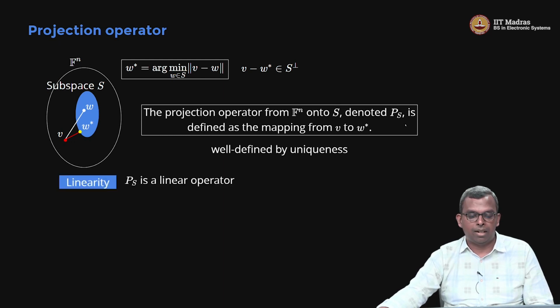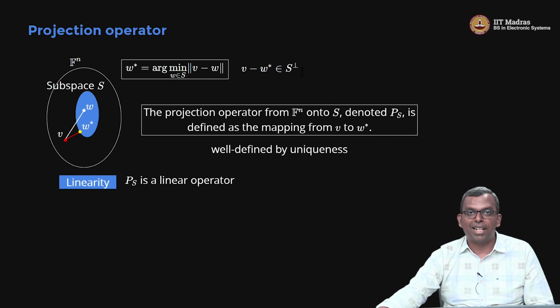Here is a very interesting property. This projection operator is a linear operator. Notice it's coming out of the solution of some non-linear problem in some sense, right? The squared error distance, there is a square and all here, but still this V to W star map is a linear operator.